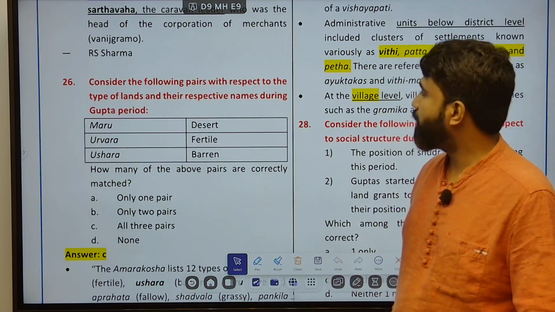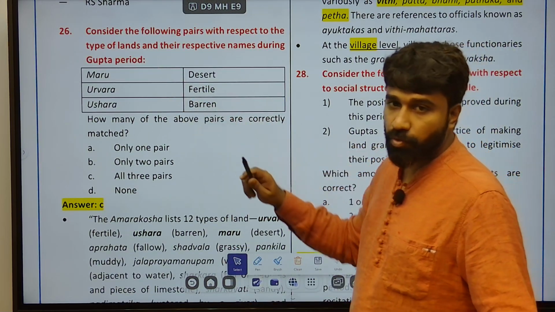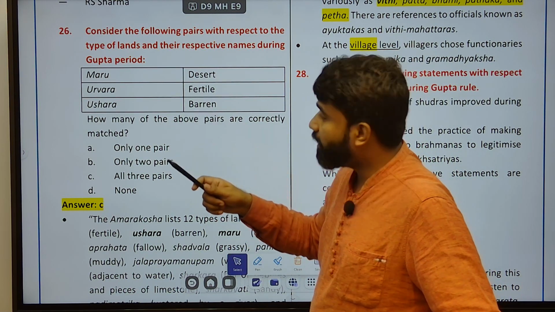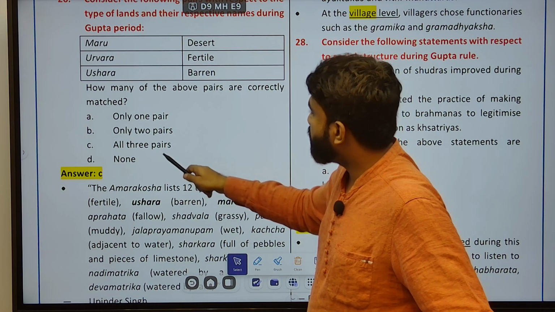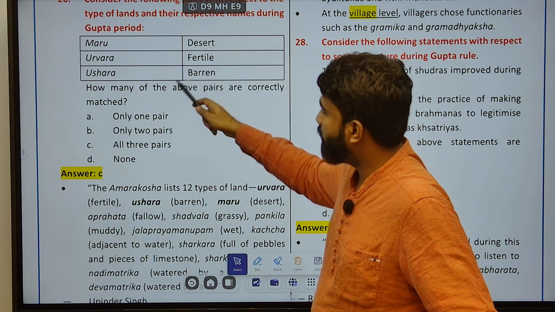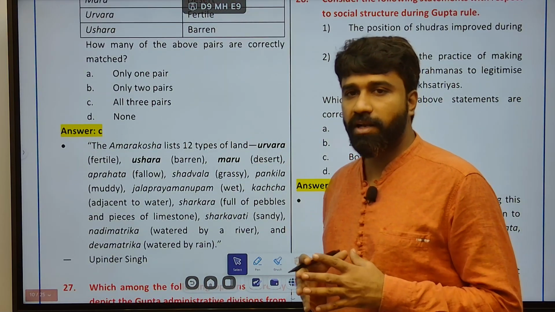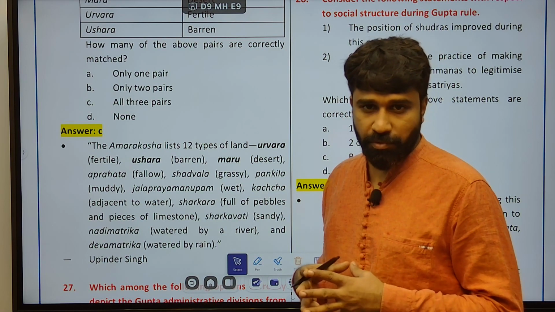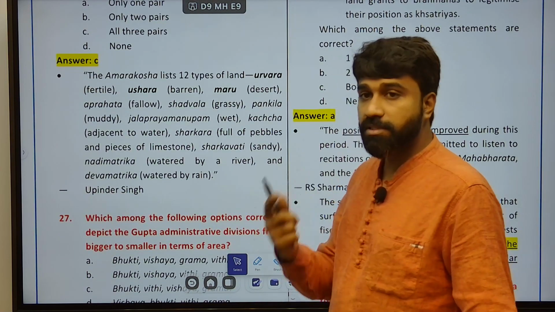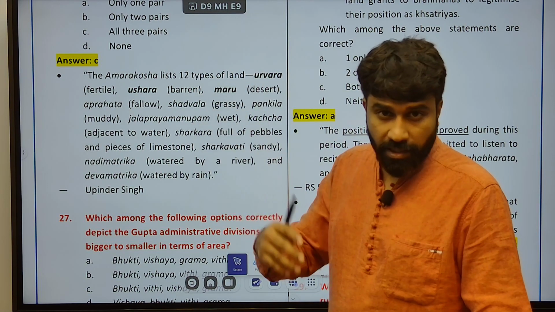Next, consider the following pairs with respect to types of land and their respective names during the Gupta period. Maru, as I already told you, is a desert land, and Urvara and Ushara. Ushara was barren land, and all three pairs given here are correctly matched. Urvara is fertile land, Maru is desert land, Ushara is barren land. Measurements of land like Advayapu, Kulyavapu, and Pataka we have already discussed, along with various names for different types of land, Nadi Matrika and Deva Matrika.